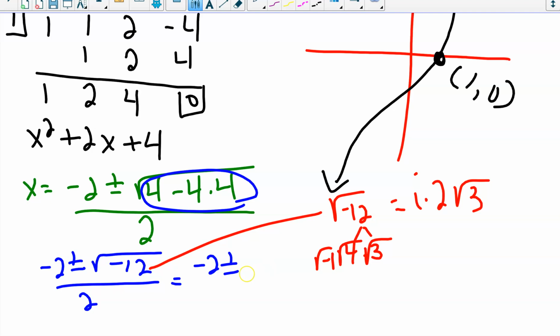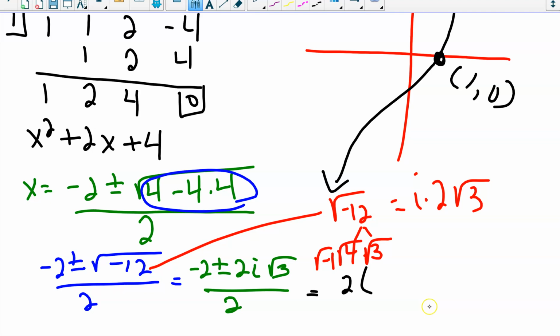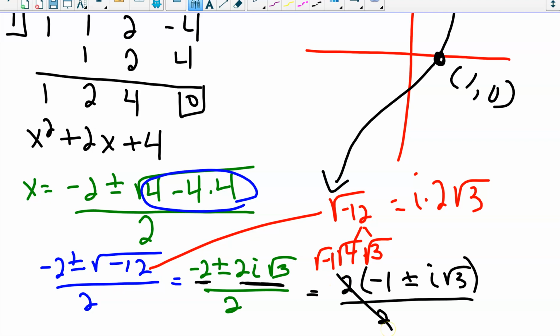So I'm going to bring this back over here, and that is going to be negative 2 plus or minus 2i, the square root of 3, all over 2. And again, that can be simplified again because notice we have a GCF on the top of a 2. If I took a 2 out of these two, you'd have negative 1 plus or minus i, the square root of 3, all over 2. And now those 2's cancel out.